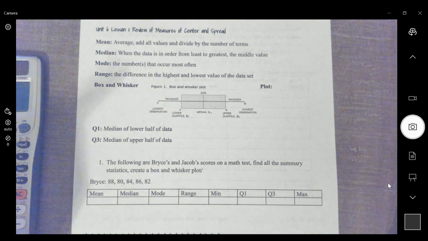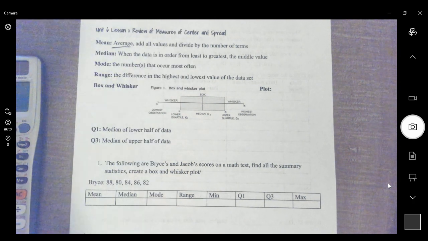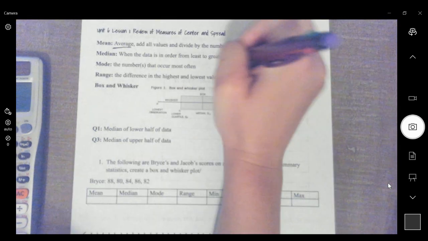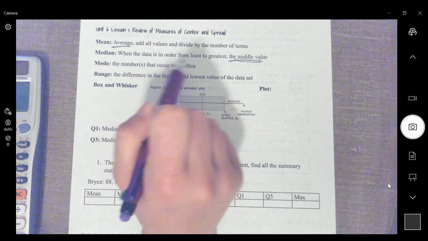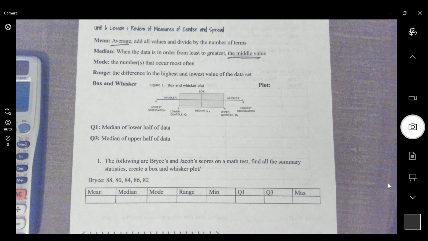So the first one is the mean, which is also called the average. To find an average, you add all the values and then divide by the number of terms, however many data points you have. The median is the middle value. The important thing about the median is you have to make sure it's in order from least to greatest and then find the middle value. Otherwise, we would all get different middle values if we put them in different orders. So median is the middle, put it in order from least to greatest.